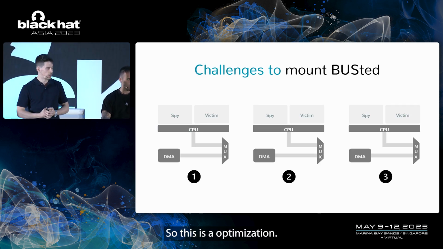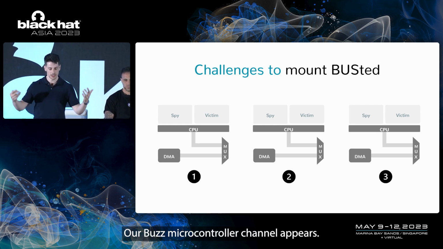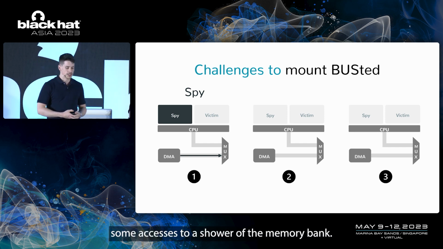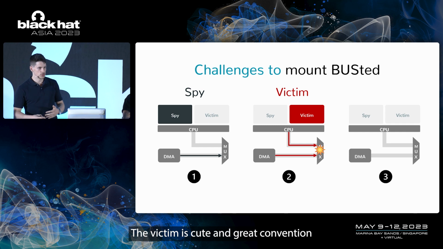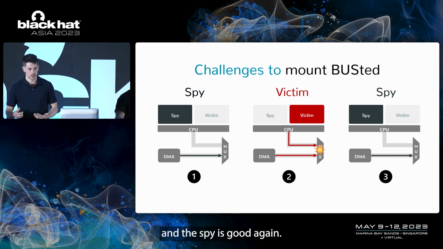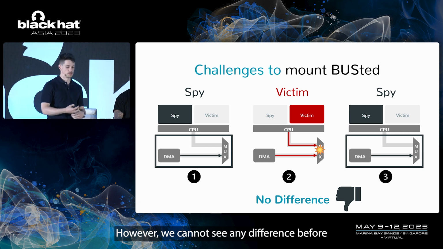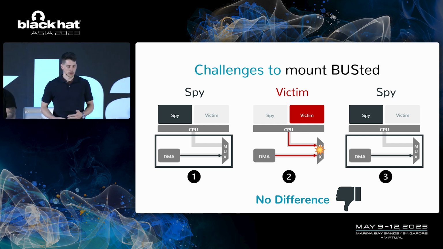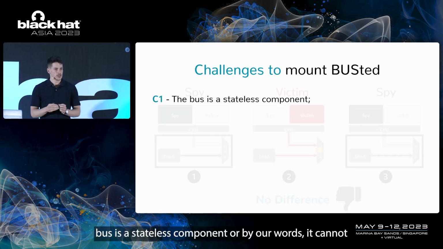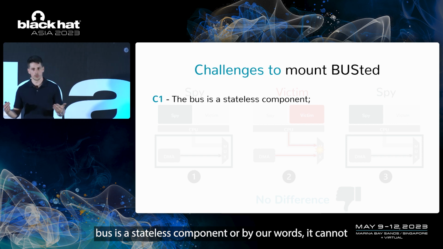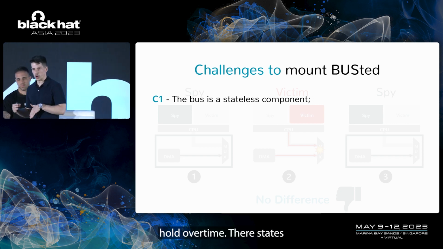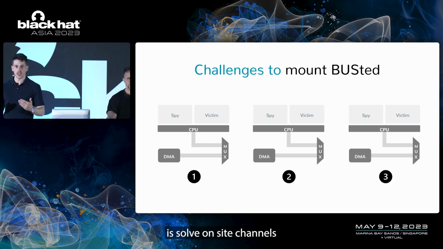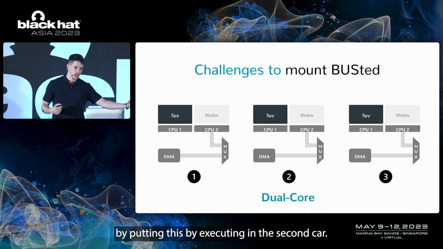This is a representation of how our Busted microarchitectural channel appears. The spy triggers the DMA to do some accesses to a shared memory bank, the victim executes and creates contention, and the spy executes again. However, you cannot see any difference before and after the victim executes at the state level of the microarchitectural component. This is because the bus is a stateless component, or in other words, it cannot hold its state over time. Typically, this is solved in side channels by having the spy execute on a second core.